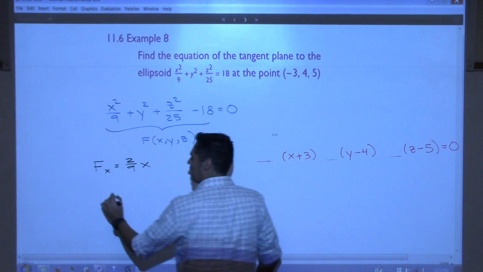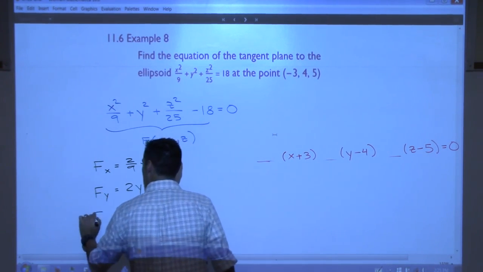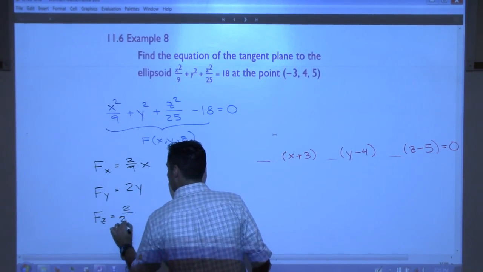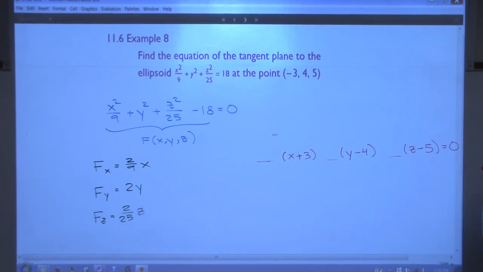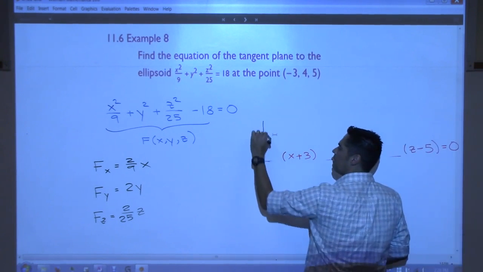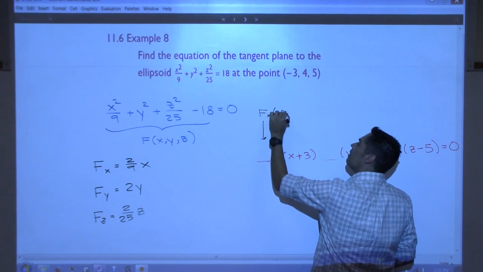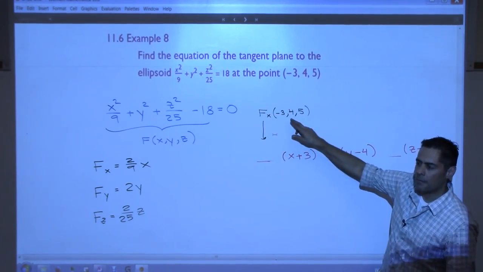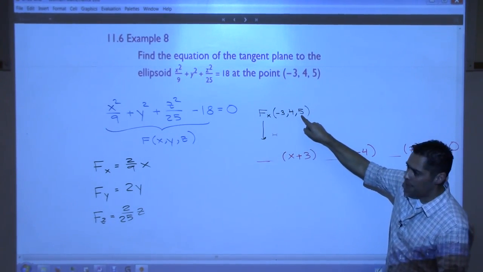Partial of f with respect to y would be 2y. Partial of f with respect to z, 2/25 z, right? Man, that's nice. And now what I need to do, this number right here, is a partial of f with respect to x with -3, 4, and 5 plugged into it, right? So plug in -3 for x, 4 for y, 5 for z.